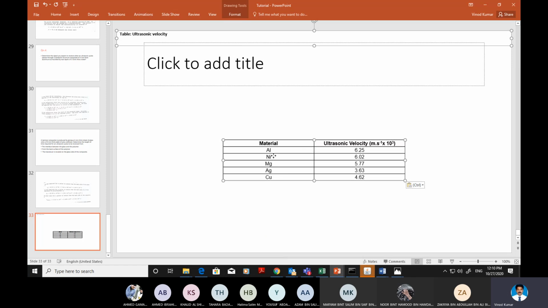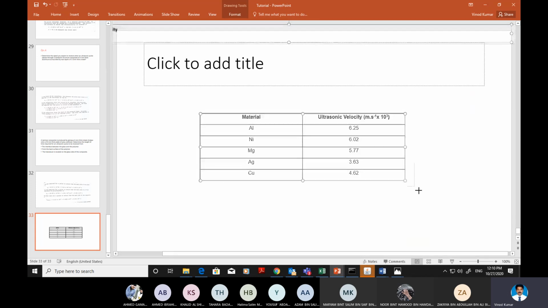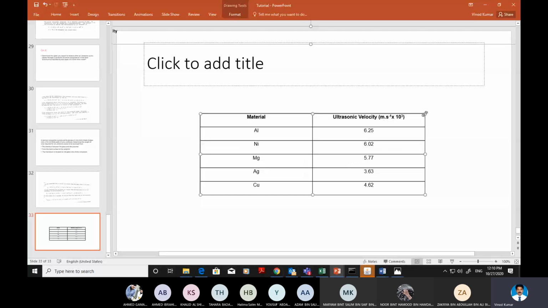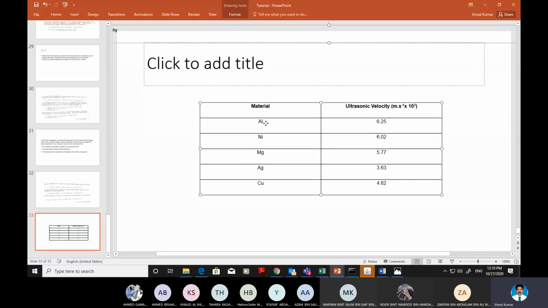This is constant. You can see ultrasonic velocity for aluminium is 6.25 times 10 to the power 6 meter per second. What does it mean? It means that the velocity, ultrasonic velocity or sound velocity through any material, it is constant. For aluminium, it is constant, nickel, magnesium, different velocities, but for each material, it will be constant. So we have nickel here. How much is the velocity for nickel? 6.02 times 10 to the power 3.